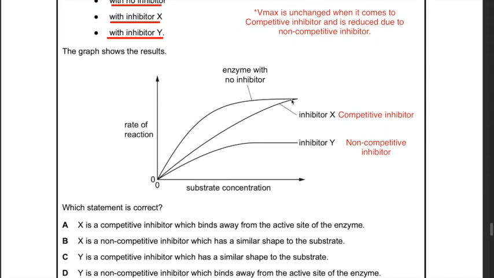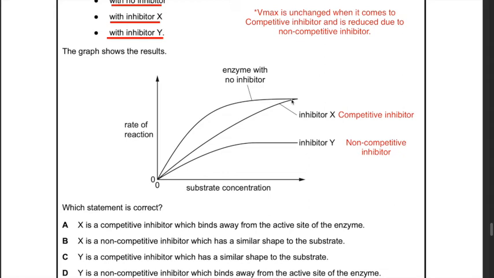Let's go through the answers A, B, C and D. A. X is a competitive inhibitor. That is correct, which binds away from the active site. That is incorrect, because competitive inhibitors bind to the active site, not away from the active site. B. X is a non-competitive inhibitor. That is incorrect, because X represents competitive inhibitor.